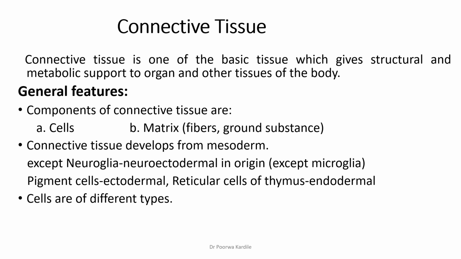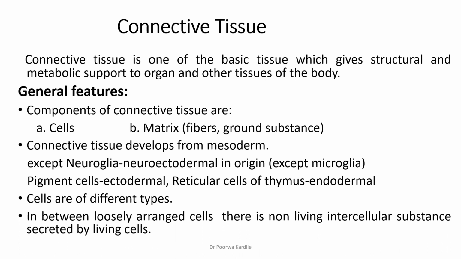So astrocytes and oligodendrocytes are neuroectodermal in origin, whereas microglial cells are mesodermal in origin. Then the pigment cells present in skin, iris, retina are ectodermal, and the reticular cells of thymus are endodermal. Thus, we can conclude that connective tissue mainly develops from mesoderm, with few exceptions like neuroglial cells, pigment cells, and reticular cells of thymus.